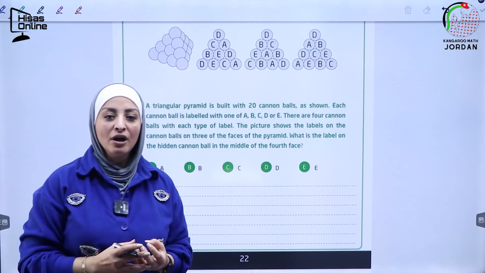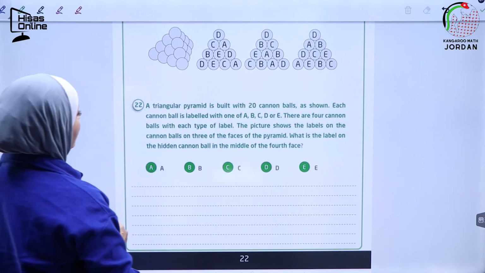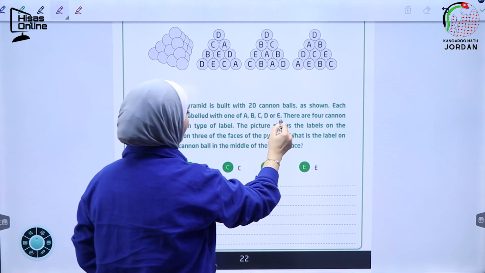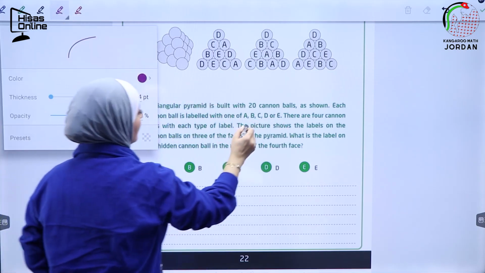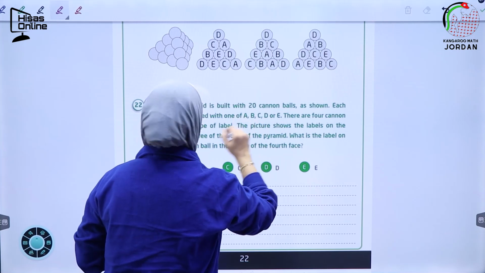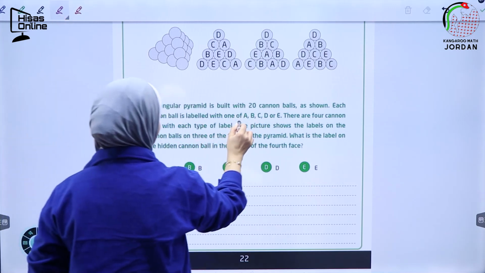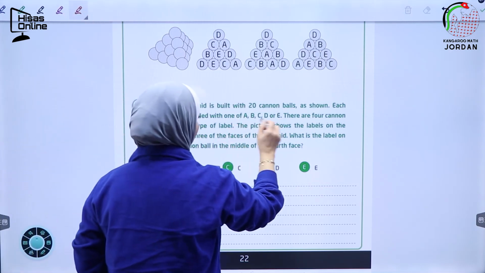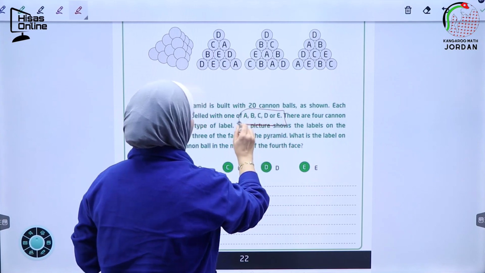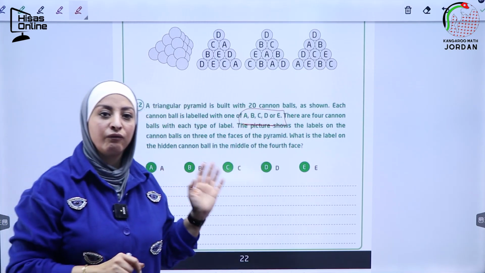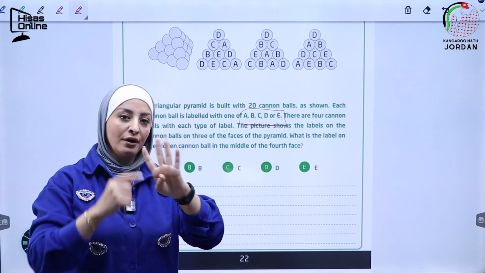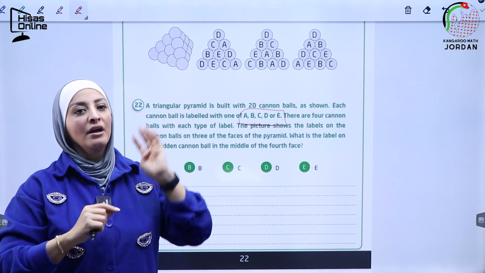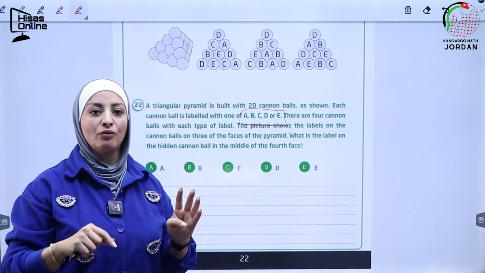To know what it is labeled, we will see. First of all, you have to know that each type of label has 4. Wait, so it is 5 letters, as you see. So we have 5 letters and 20 balls divided by them, so we have 4 balls each time with the same letter. Okay, so 4 balls of A, 4 of B, and so on.